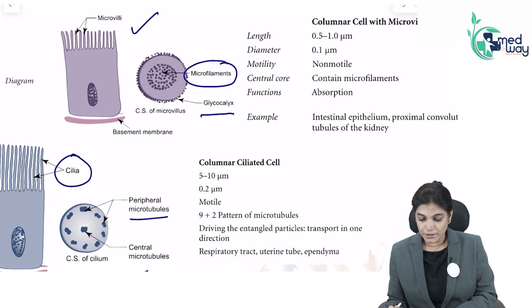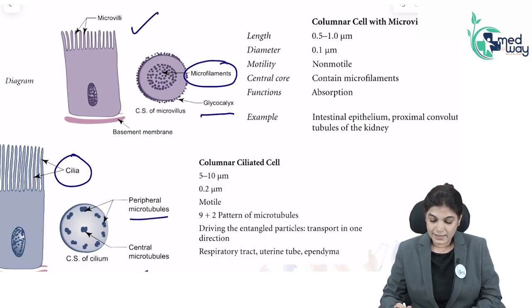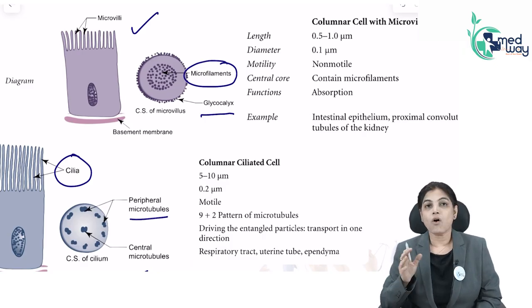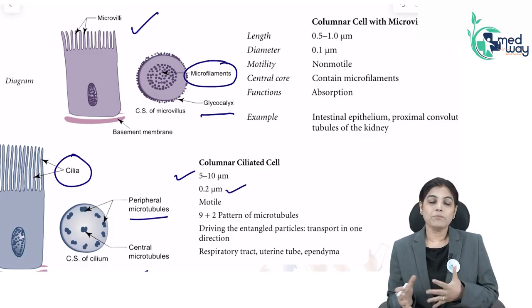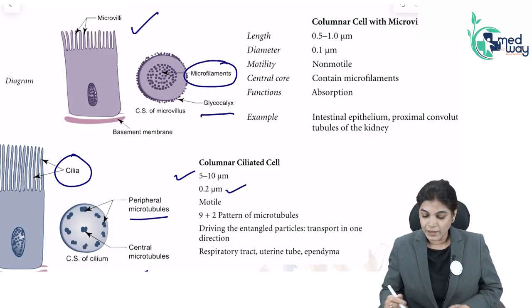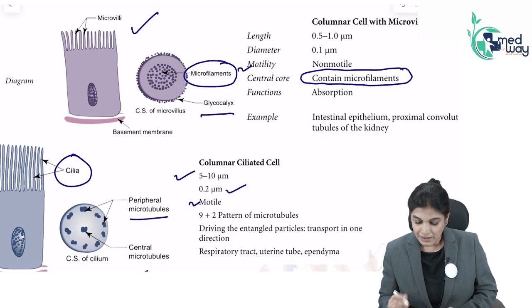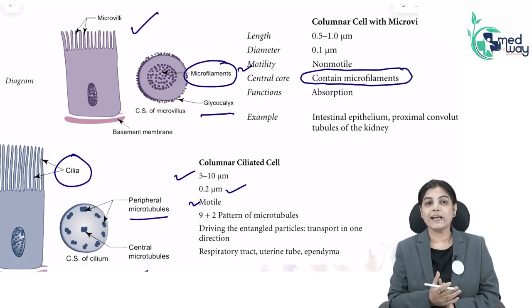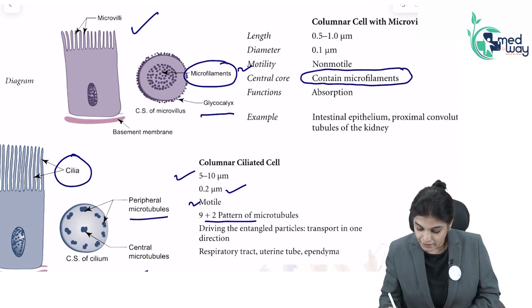The cilia are more motile, thicker, and longer. The length of microvilli is approximately 0.5 to 1 micrometer, but the length of cilia is 5 to 10 micrometers. The diameter of cilia is 0.2 micrometers, but the diameter of microvilli is 0.1 micrometer. Microvilli are non-motile, cilia are motile. The central core of microvilli contains just microfilaments, but the central core of cilia contains microtubules arranged in a 9+2 pattern.